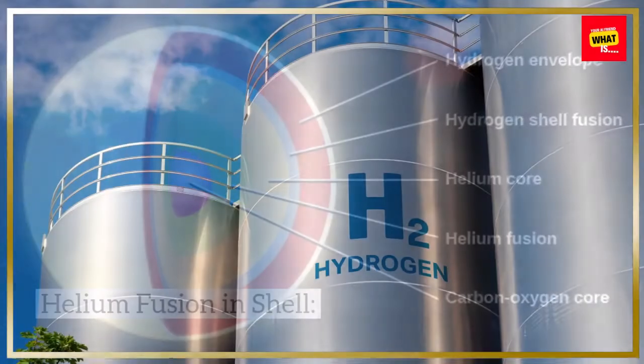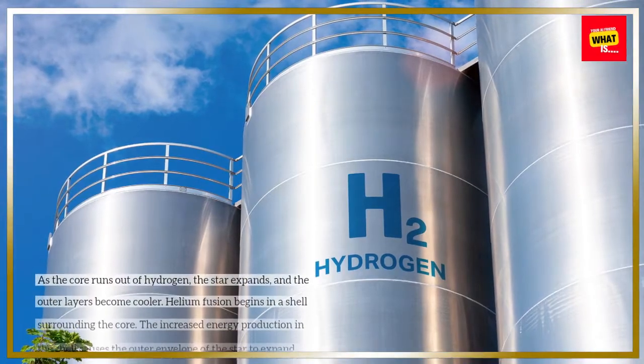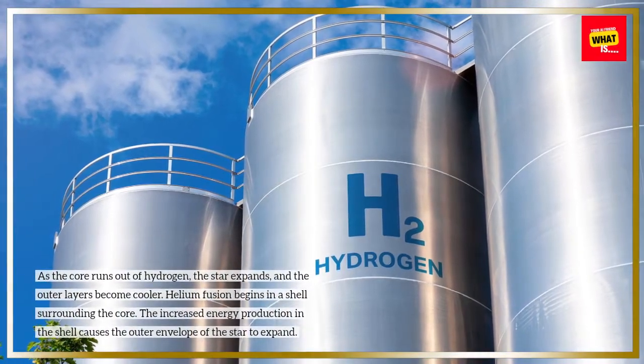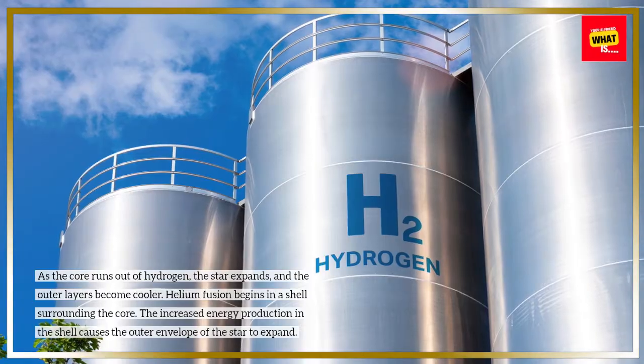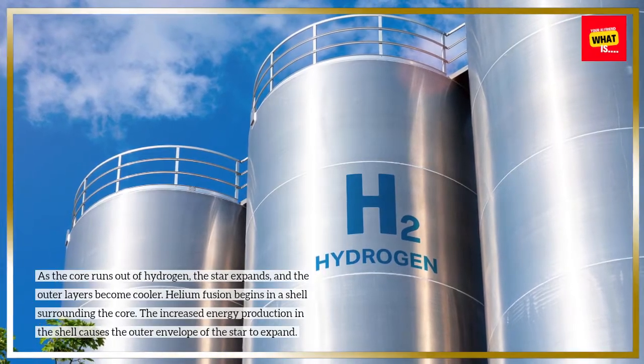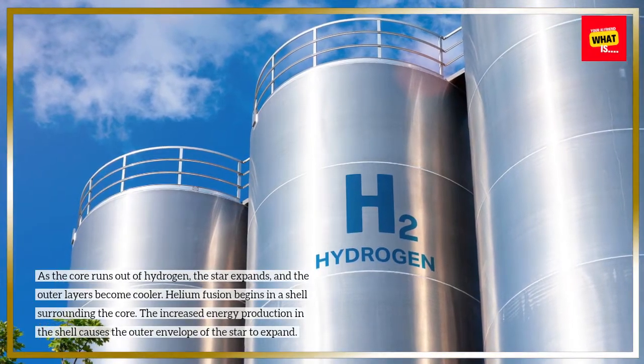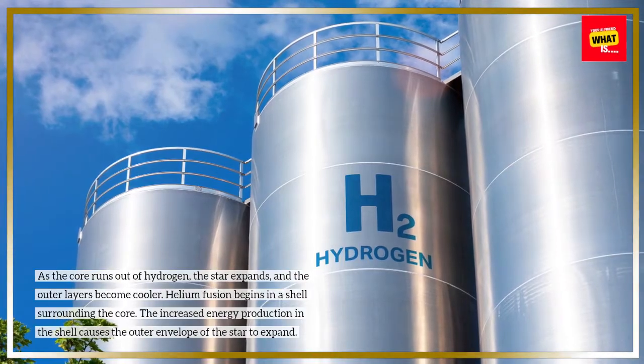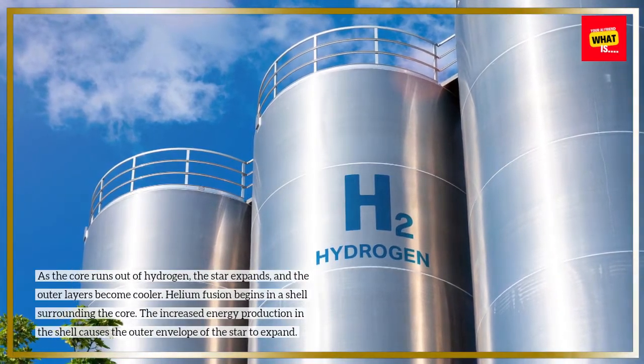Helium fusion in shell. As the core runs out of hydrogen, the star expands, and the outer layers become cooler. Helium fusion begins in a shell surrounding the core. The increased energy production in the shell causes the outer envelope of the star to expand.